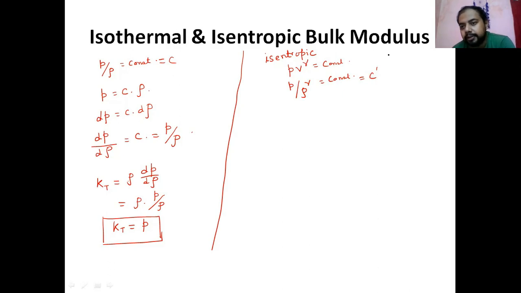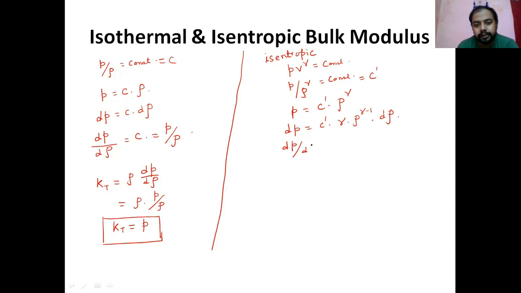Because if you change mass into density, it will work. Mass is a constant quantity, a constant mass system, that's why. Now here P is equal to some constant into density to the power gamma. If we again differentiate both sides, it comes this way: gamma into rho to the power gamma minus 1. So dP by d rho gives you C dash gamma rho to the power gamma minus 1.